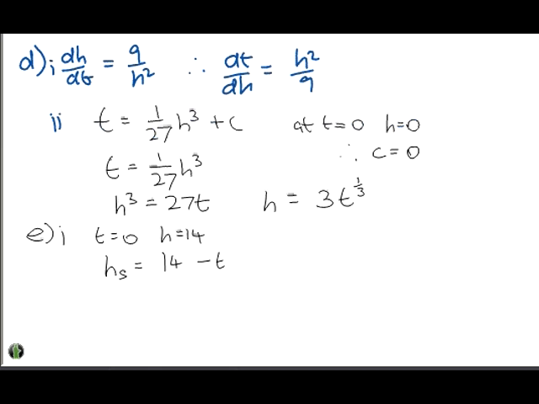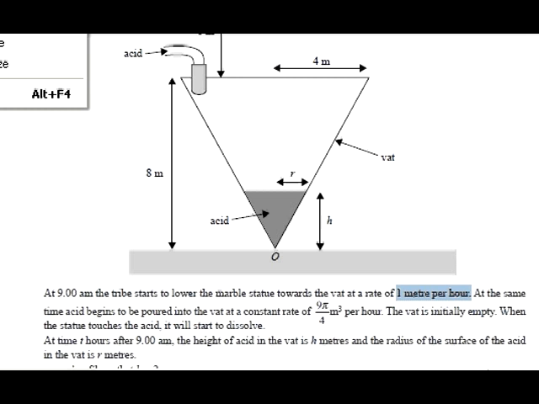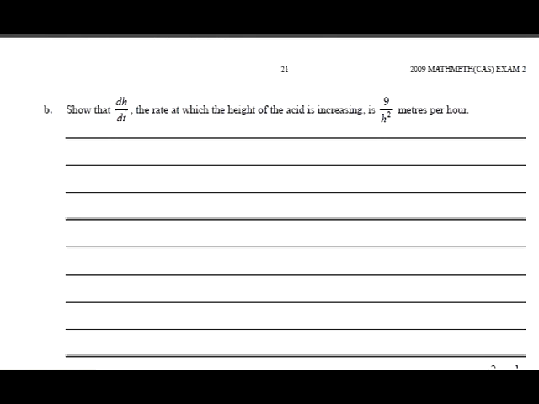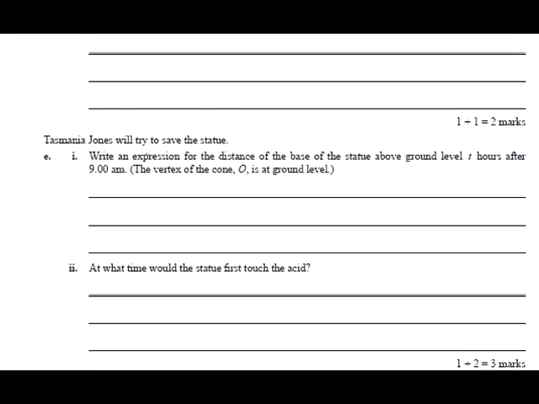You start out at 14, so at t equals 0, it's 14. This is a linear function as well. It goes down at a constant rate every hour. And the rate going down is 1. So h_s of t is 14 minus t. Now to the very final question. You must be relieved. At what time would the statue first touch the acid?